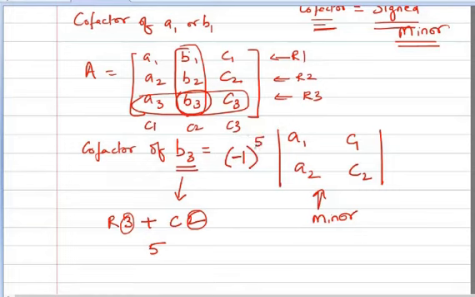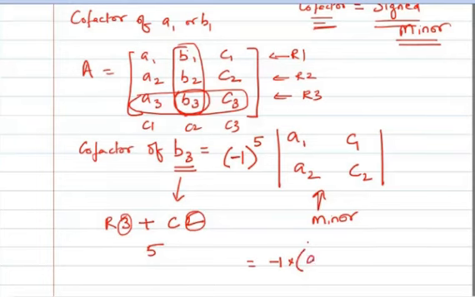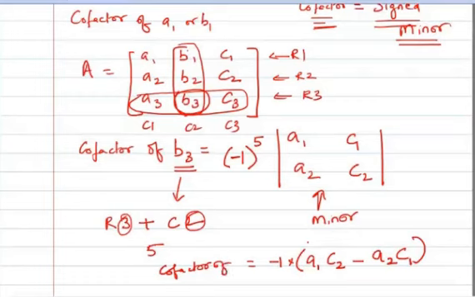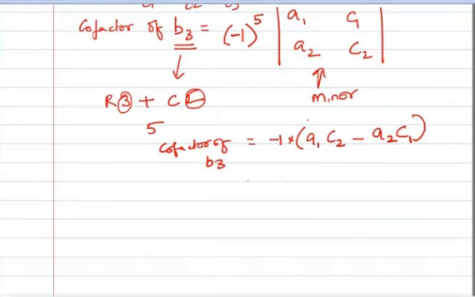So how did this 5 come? You are adding the row and column number. So row 3, column 2. So 3 plus 2, 5. So minus 1 power 5 will be giving you minus 1 into the minor. If you expand this, I will be getting A1 C2 minus A2 C1. So this is the cofactor of B3. Like this, you can find the cofactor of different elements in a matrix.